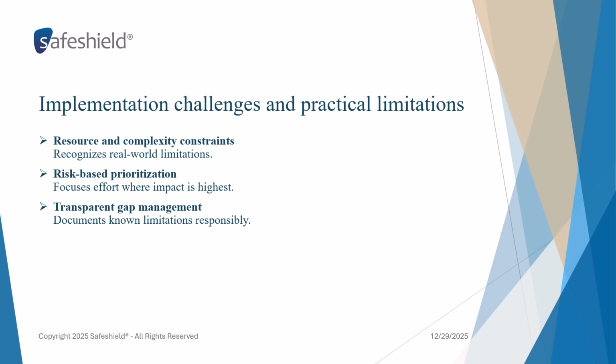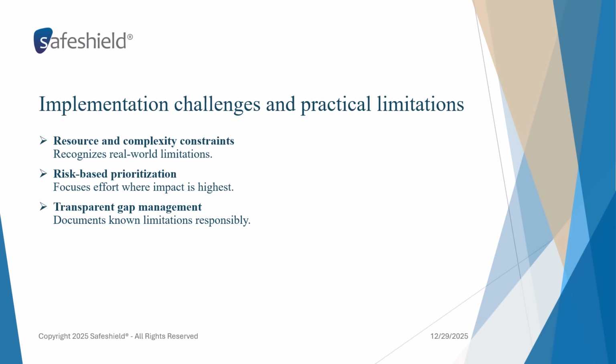Resource constraints also affect implementation. Smaller organizations or early-stage AI programs may lack specialized expertise, advanced testing tools, or dedicated governance teams. The framework addresses this reality through flexibility and scalability. Organizations are encouraged to prioritize controls and oversight based on risk severity and potential impact, rather than attempting uniform implementation across all AI systems. Organizational alignment presents another limitation.